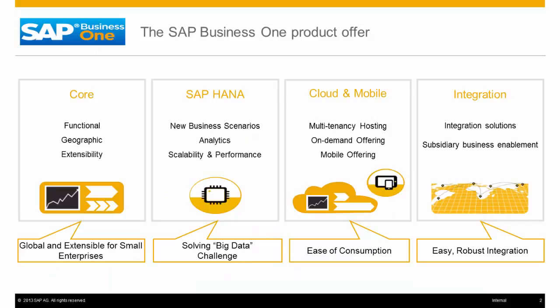SAP Business One's product offering covers 4 areas, starting with the SAP Business One ERP core functionalities. With SAP Business One running on the SAP HANA in-memory database platform, functions such as analytics and high-performance scalability are introduced. SAP Business One can be an on-premise installed solution or can be implemented as a cloud-based solution, both of which offer mobile integration to key stakeholders, showing key information within SAP Business One anywhere you have a mobile device.